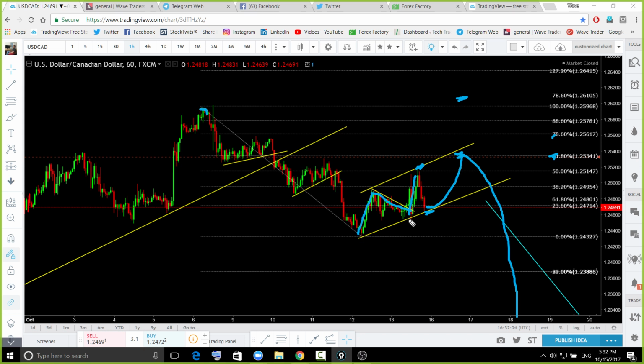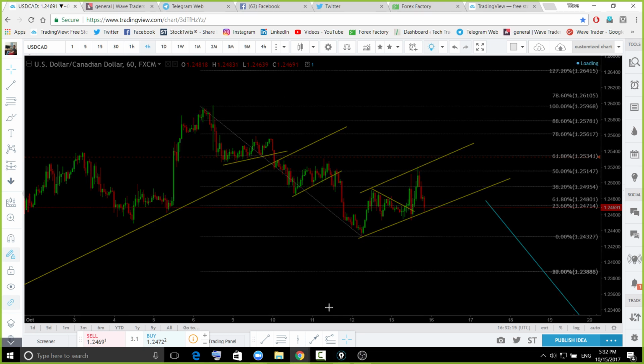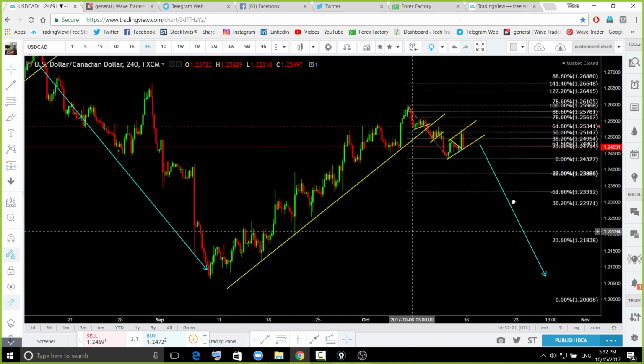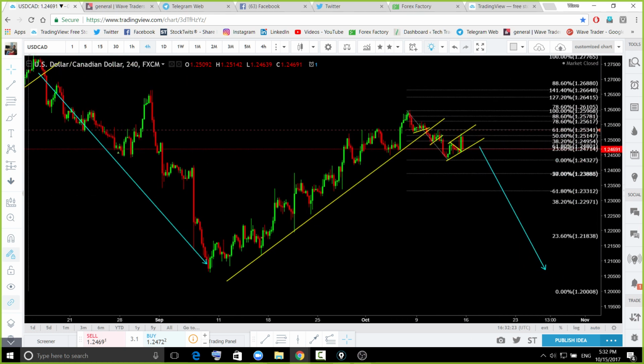It can form another leg back to the top and then can start to fall to the downside. Okay, so USD CAD, we are still short on the USD CAD, looking for this to break down. And what we're gonna do, we're gonna monitor how that wave is gonna appear over there.